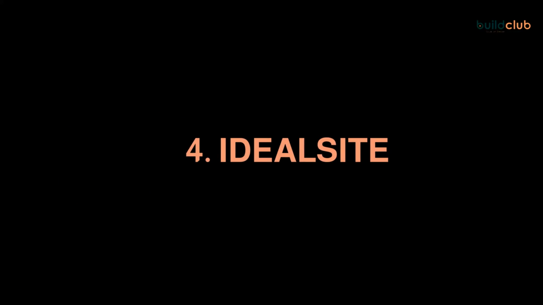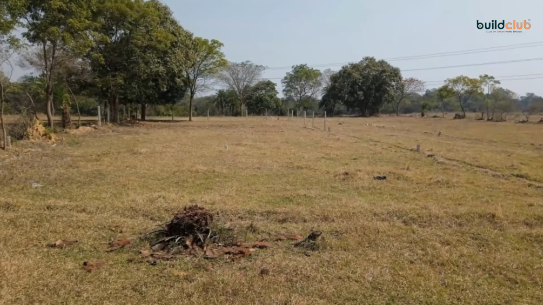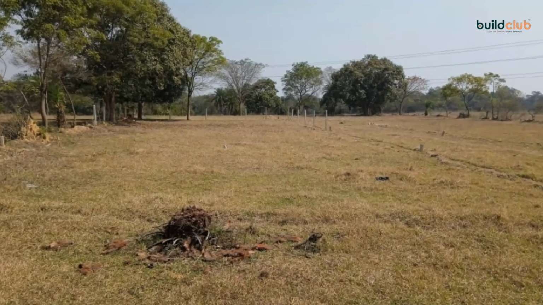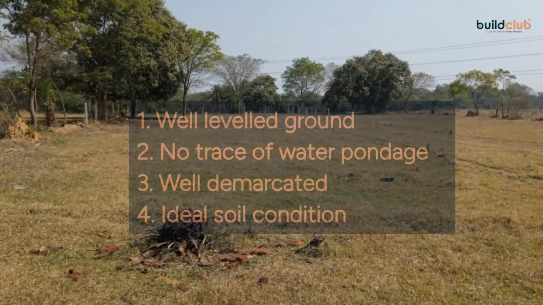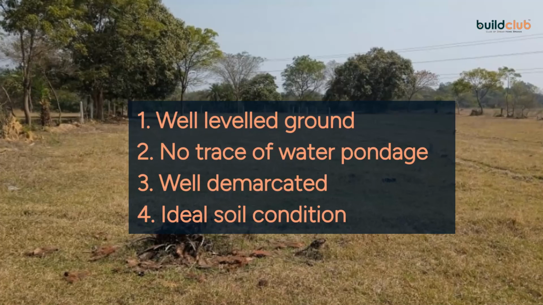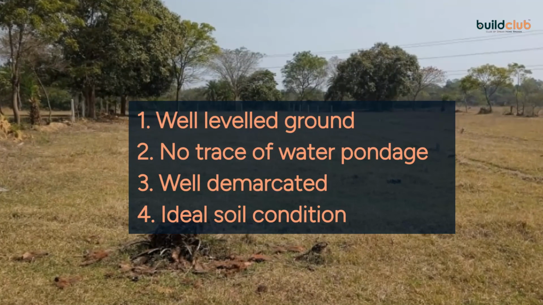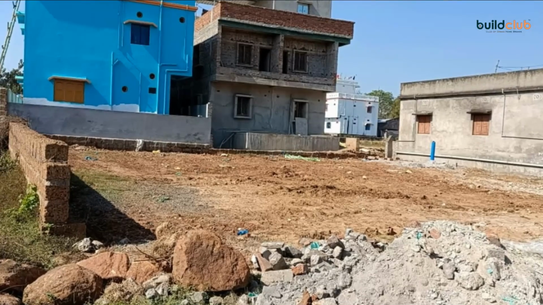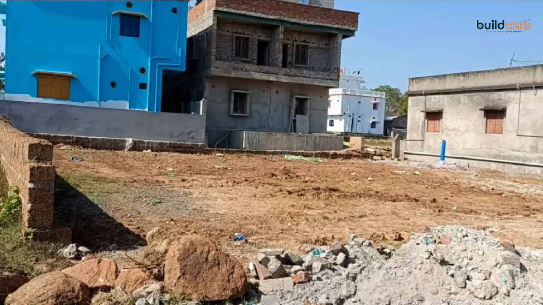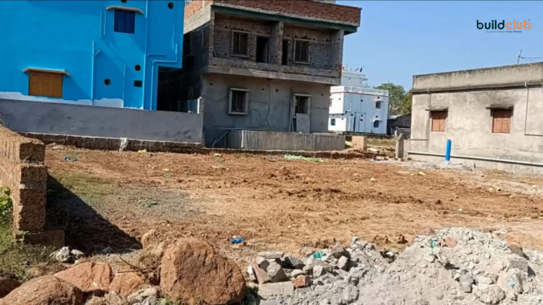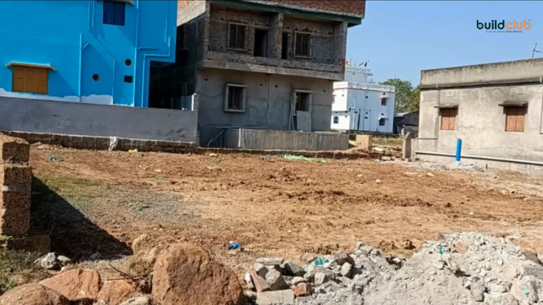Next and last in the list is an ideal site. This picture is an example of a perfect ideal site for a building construction job. The best features of an ideal site include well-leveled ground, no trace of water pondage, well-demarcated boundaries, and ideal soil condition with average soil-bearing capacity. Even a good natural slope helps drain the water from the plot. To add to ideal conditions, an elevated existing ground level in comparison to road level is just an amazing scenario.